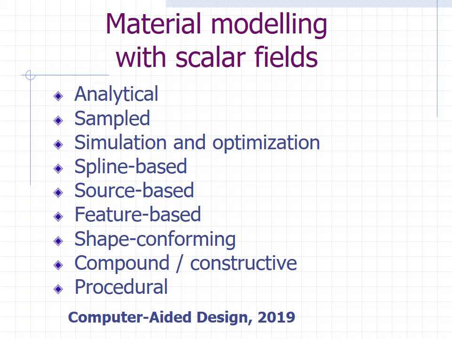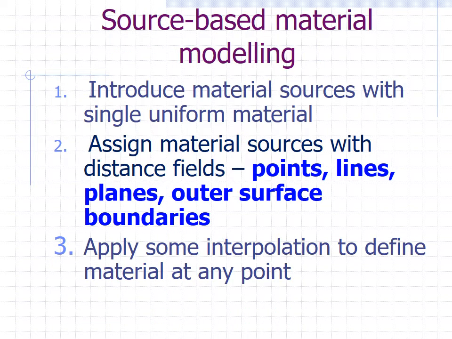Material modeling with scalar fields includes the following items: analytical, sampled, simulation and optimization, spline-based, source-based, feature-based, shape-conforming, compound and constructive, and procedural. Source-based methods allow users to specify information regarding attributes inside the shape by defining the sources for material distributions and procedures to find the values of the attributes in the ambiguous areas where no source has been set up.